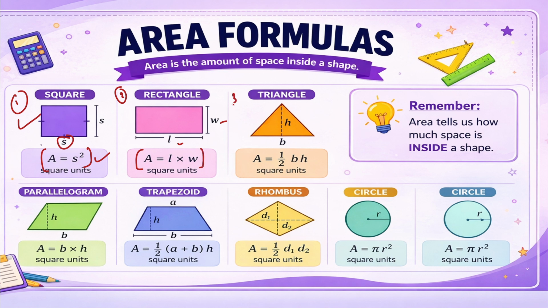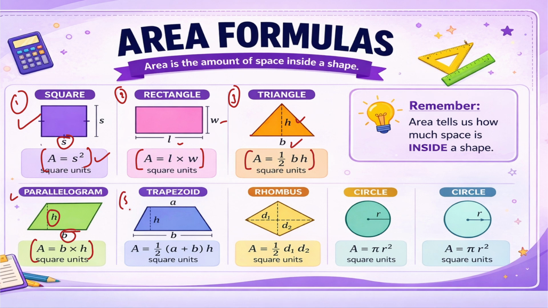Formula number 3, triangle. In a triangle, this vertical line is the height and this base line is B, the base. So the formula for the area of a triangle is area equals 1 by 2 base into height. Remember all these formulas. Similarly, parallelogram. The parallelogram formula is almost the same as the rectangle, area equals base into height. This horizontal line is the base and this vertical line is the height. You just multiply these two terms, and you get the area of the parallelogram.